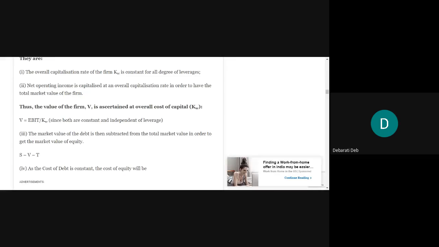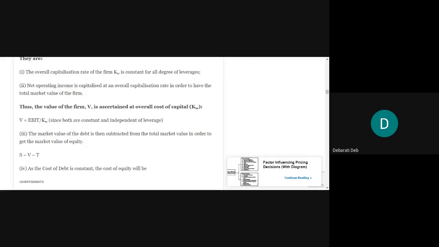The next assumption based on which this theory has been developed is that net operating income is capitalized at an overall capitalization rate in order to have the total market value of the firm. When we do sums, we will see this difference clearly. In the previous theory, value of the firm was simply value of equity plus value of debt. But here we will find out the value of the firm in a different way.